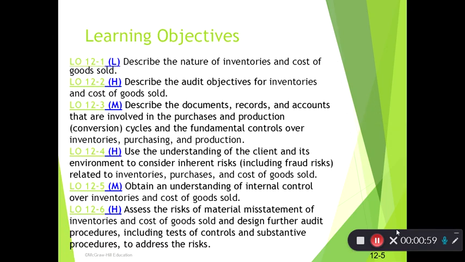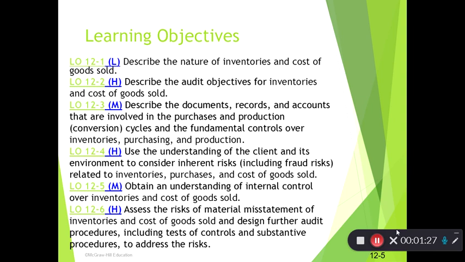So we have our 6 learning objectives. These should start looking pretty familiar for each of the transaction cycles. They're largely the same. Occasionally you'll see some tweaks, but they usually start off with describing the nature of the transaction we're focused on, then moving to the second objective, which is describing the audit objectives for inventories and cost of goods sold.